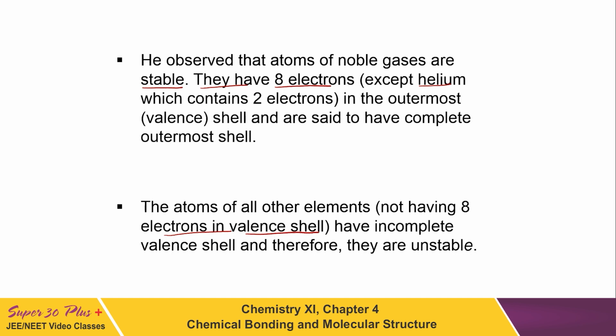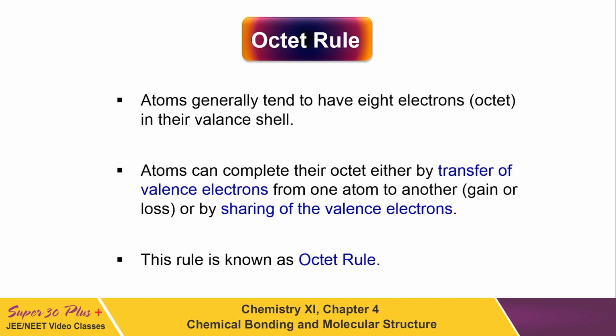If it is less than 8, it is called an incomplete valence shell, or incomplete octet, and of course it is unstable. But if sometimes a species possesses more than 8 electrons in the outer shell, this condition is also unstable and it is called expansion of the octet. What is it called? Expansion. Expansion means having more than 8 electrons in the outer shell.